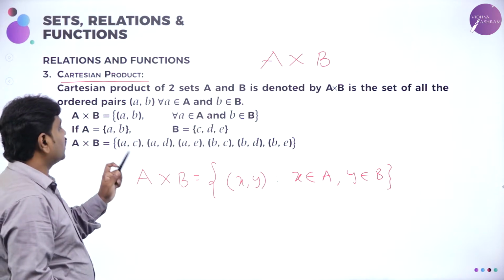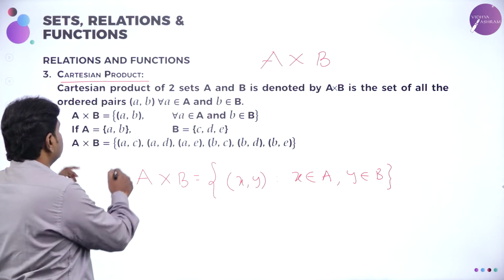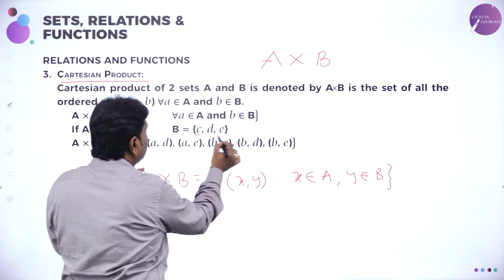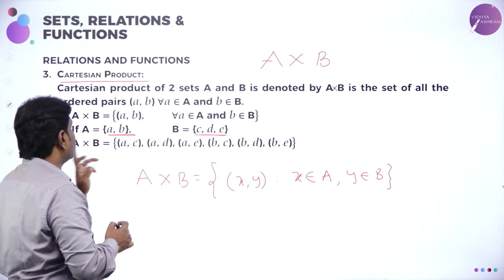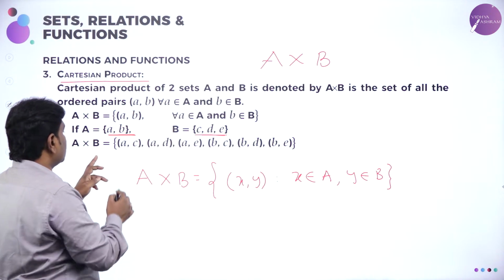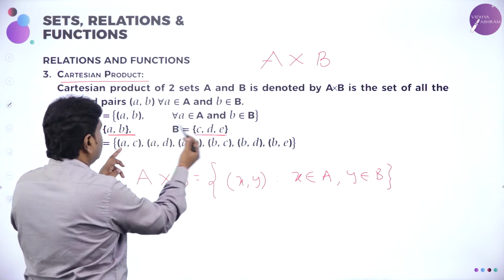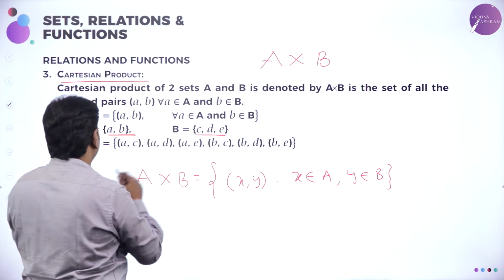So here, if A is the set {a, b} and B is {c, d, e}, then A cross B you can find. A cross B is (a, c), first with first, then (a, d), then (a, e), then (b, c), (b, d), (b, e), like that.